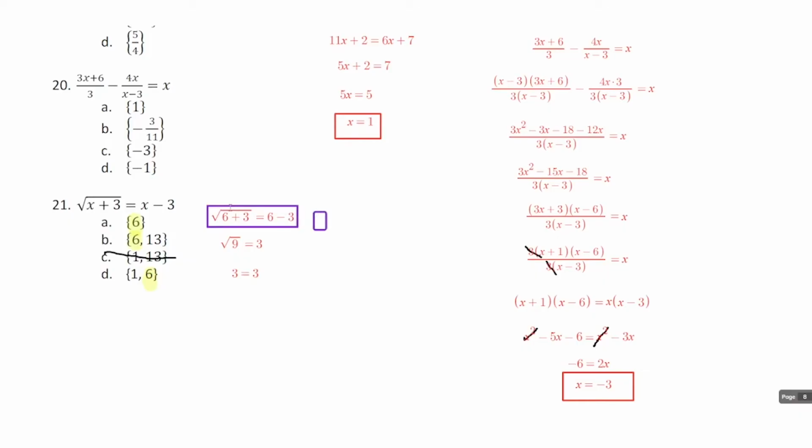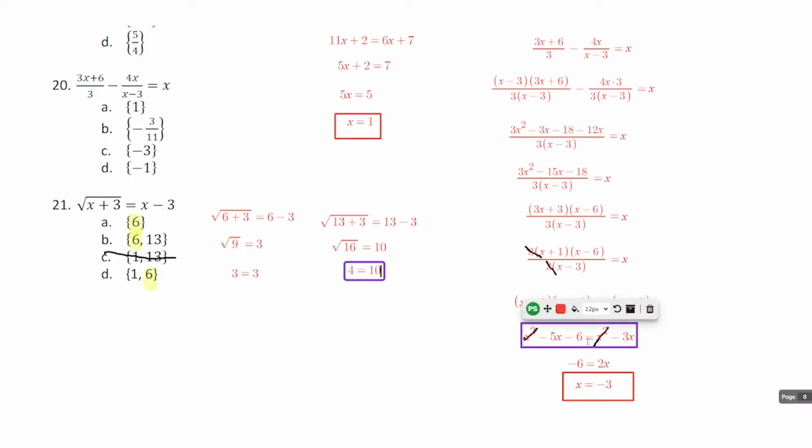So first I'll test 13. I've got 13 plus 3 and 13 minus 3. So 13 plus 3 is the square root of 16. It's making me think this actually is not going to be an answer. And 13 minus 3 is 10. So the square root of 16 is 4. That does not equal 10. So this equality is not true. Just scratch out the equal sign on all these, and that means that 13 is not a solution.